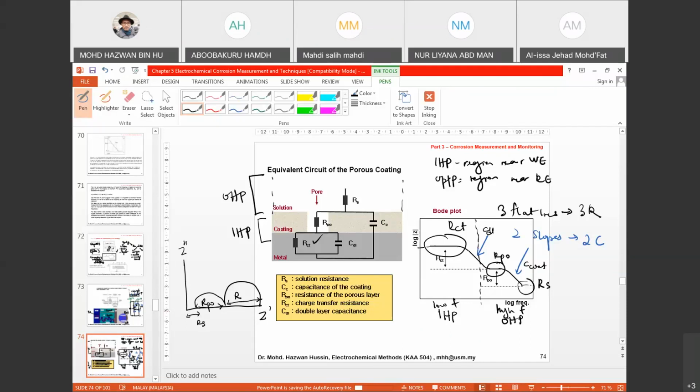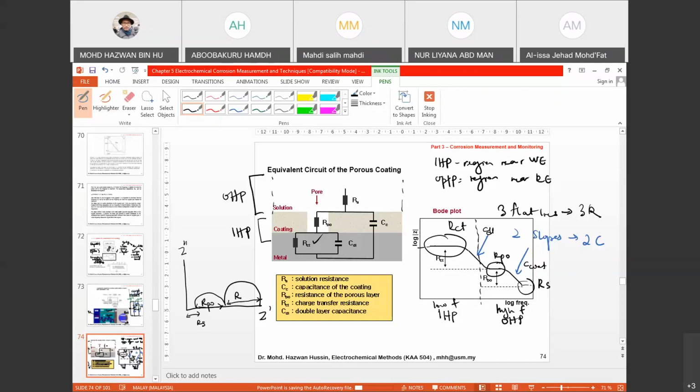Right. So if you look from the Nyquist plot, I told you that it forms like two semicircles. Even if you divide this into half, you can see that the first half of your Nyquist plot is at the outer Helmholtz plane, and the other half is at the inner Helmholtz plane. So the first half on the left, you have RS and RPO. This happens at the outer Helmholtz plane, while the RCT happens at the inner Helmholtz plane.